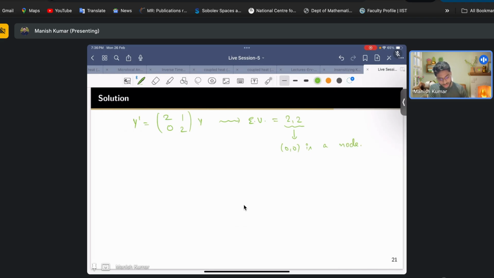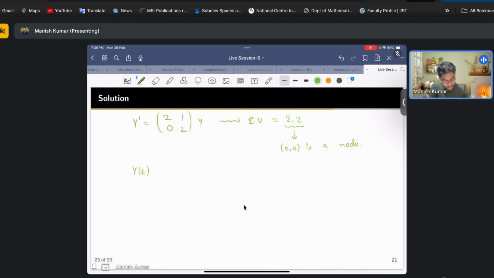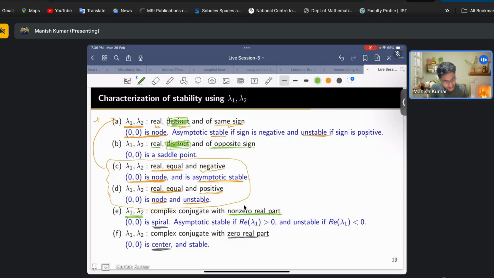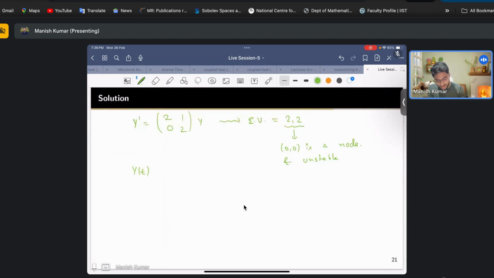And if you want to draw the phase portrait, let us see how it looks like. We have to draw the phase portrait of this system. So far we know that it is a node, and moreover we can say that it is unstable, because the eigenvalues are of positive sign. Unstable if the sign is positive. But for our satisfaction, let us see how the phase portrait looks like.